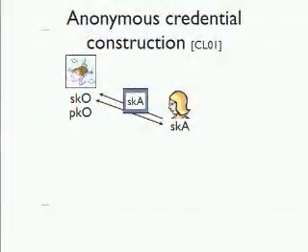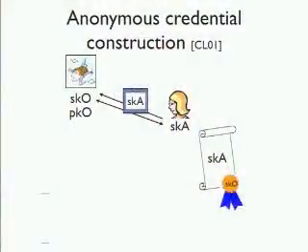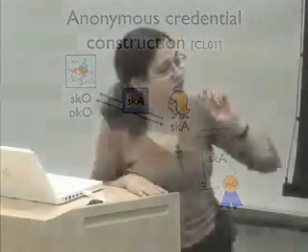And then at some later point, the organization can decide to issue Alice a credential. And so in this case, they'll perform some kind of two-party protocol. And the result will be that Alice ends up with a signature on her secret key under the organization's secret key. And what we want is that they can do that without Alice revealing her secret key and without the organization revealing its secret key.